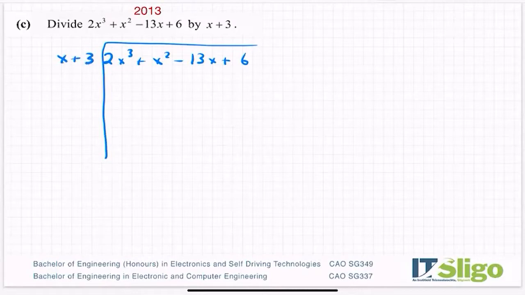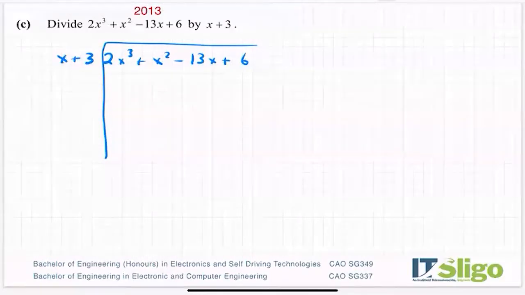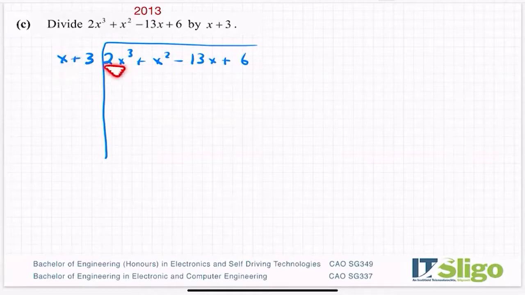Right, so what you do is you take the x on the outside and compare it with the first term, which is the 2x cubed, okay? So you're asking yourself, how many times does x divide into 2x cubed? Or of course the reverse of that, what must I multiply by x to give me 2x cubed?